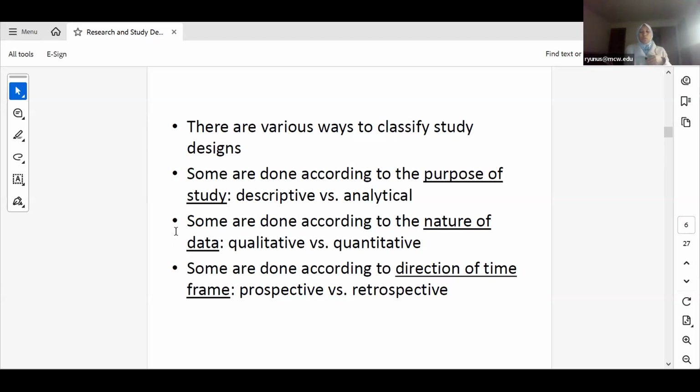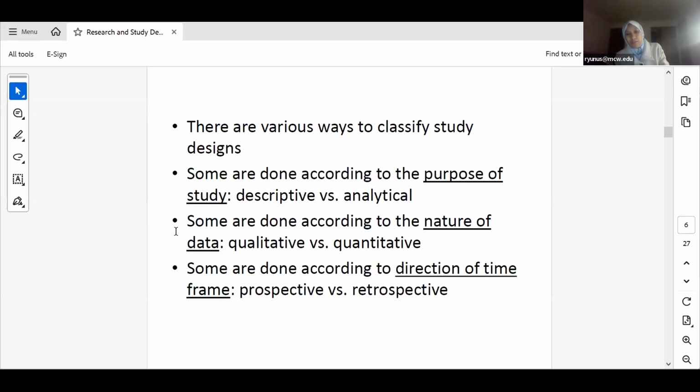And sometimes you can also classify it according to the direction of time frame. Is it prospective? Is it retrospective? When you say prospective, that means you are looking to the future, right? You are following up and going to the future. You're looking at something that has not happened yet. You wait until it happens and then you document what happens.